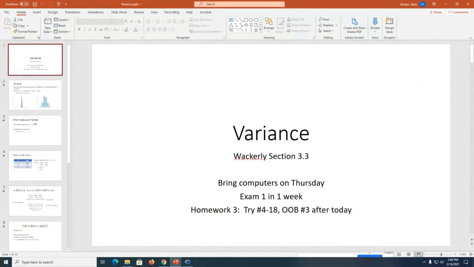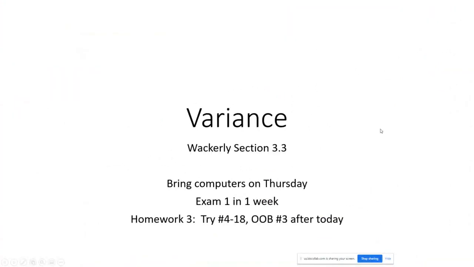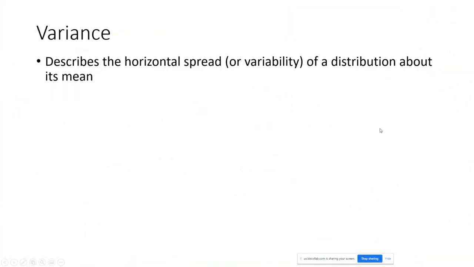All right. So now let's talk about variance. So variance describes the horizontal spread or variability of a distribution about its mean. And in probability, mean here is the same as expected value.